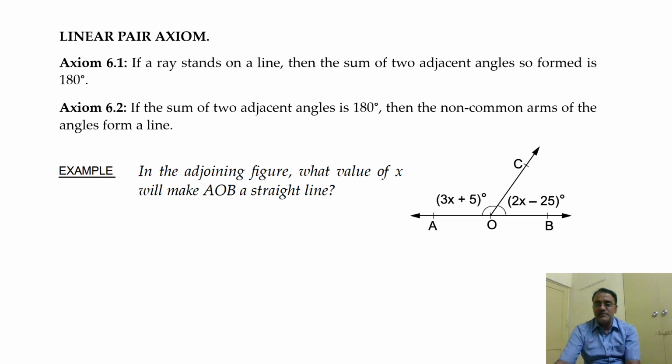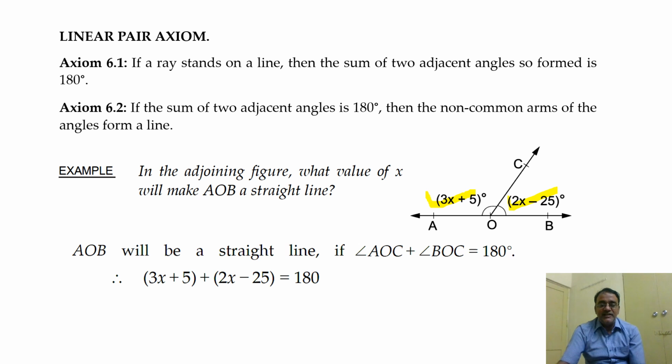So first example देखो. In the adjoining figure, what value of x will make AOB a straight line? So the sum of these two angles, angle AOC and angle BOC, is 180 degrees. Why? Because it will form a straight line. So by the linear pair axiom, the sum of these two angles is 180 degrees.